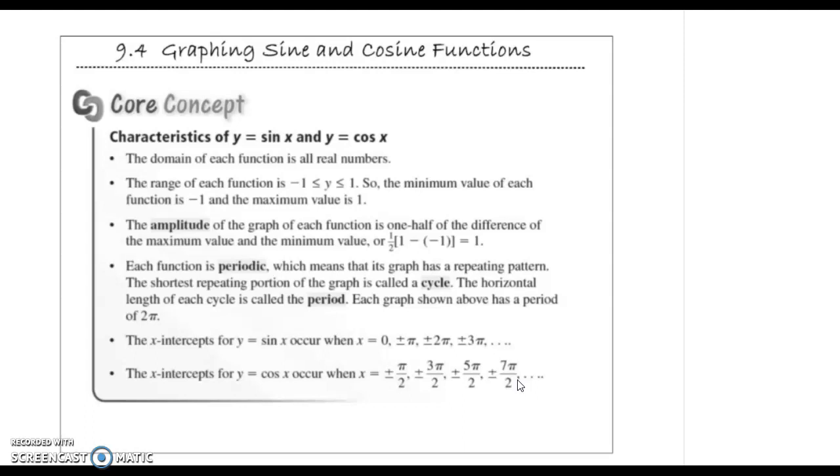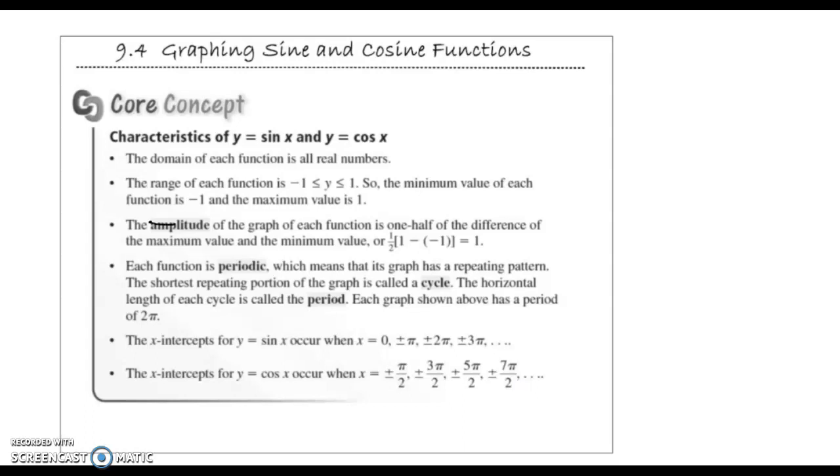Sine and cosine have a domain of all real numbers. They extend forever in both directions from negative infinity to positive infinity. The range of each parent function is from -1 to 1. So they have a minimum, they go down to -1, and a maximum, their highest value is 1. Okay, we're going to learn today about amplitude. So amplitude is half of the distance from the max to the min.